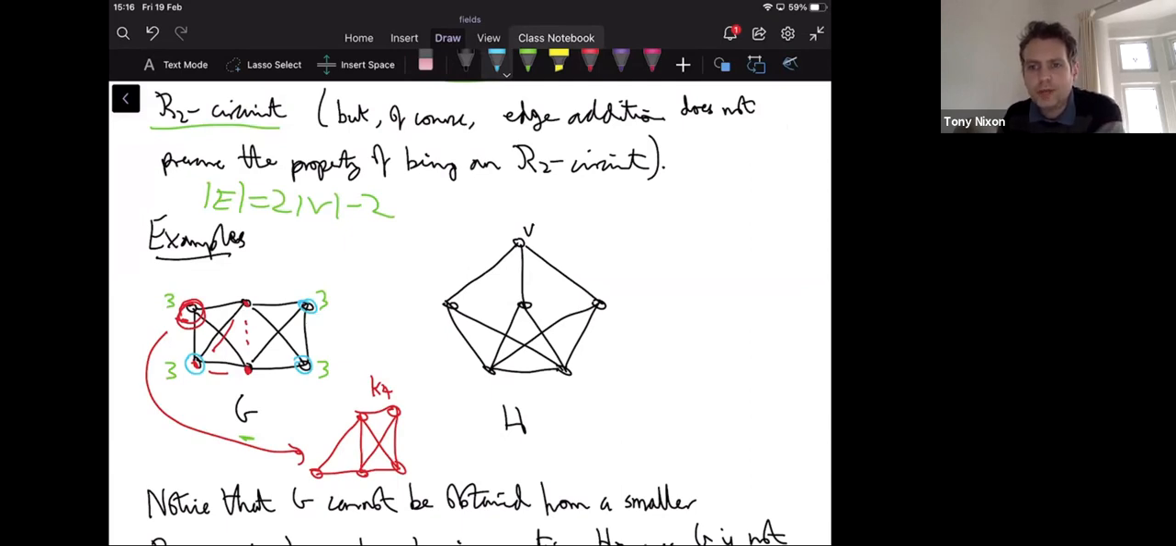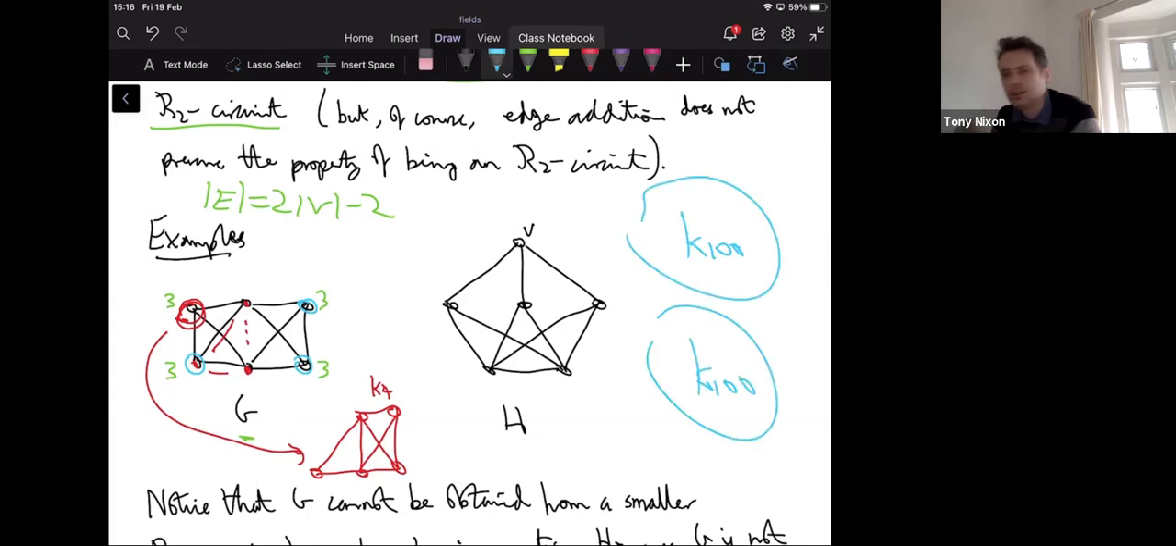Is there an example where every edge belongs to a circuit, but the graph is not rigid? Yes, so there's trivial examples. Suppose you have a complete graph with 100 vertices here and a complete graph with 100 vertices here, but they're not connected. So it's clearly not rigid. Just fix one component and move the other one.